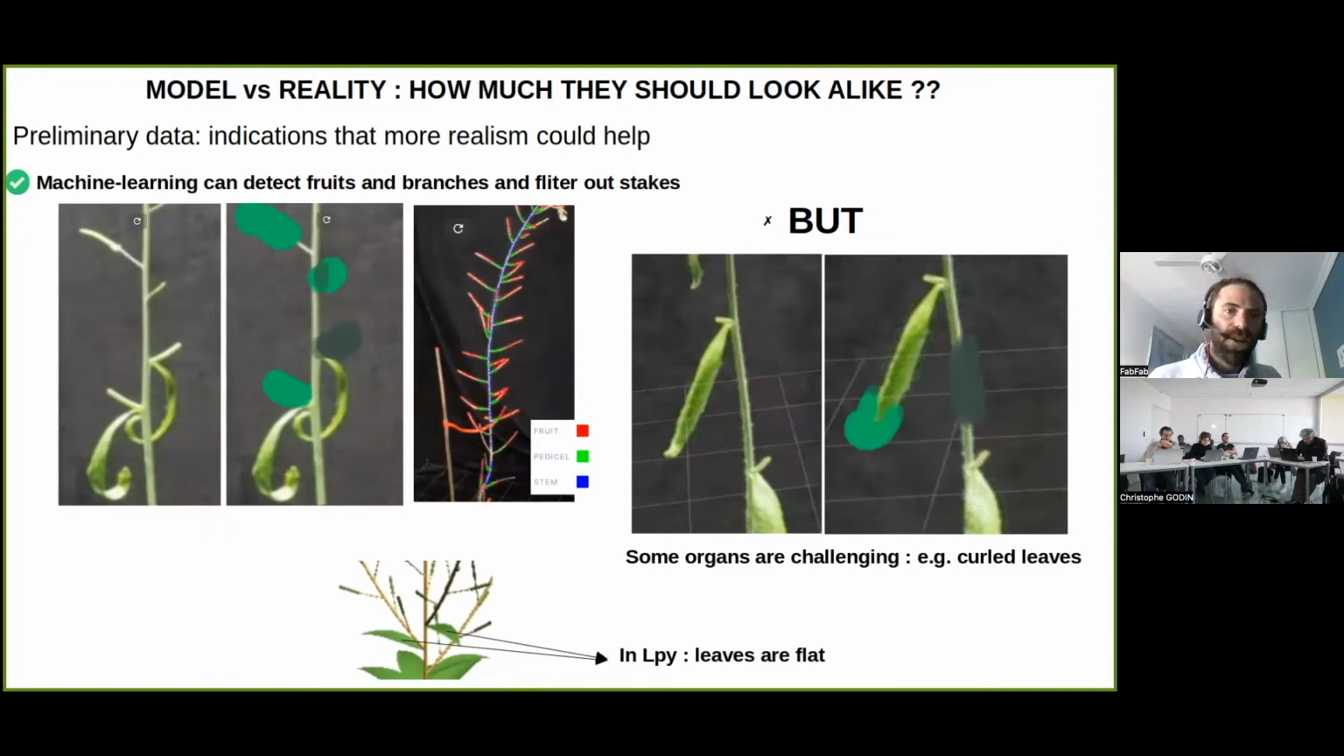So here I present to you, can you see my pointer, the mouse? Yeah, good. So here it's a zoom in a plant that was acquired with our robots, the plant imagers that we are using to make 3D reconstructions of plants. So it's an Arabidopsis stem, okay? The lateral branches have been cut.